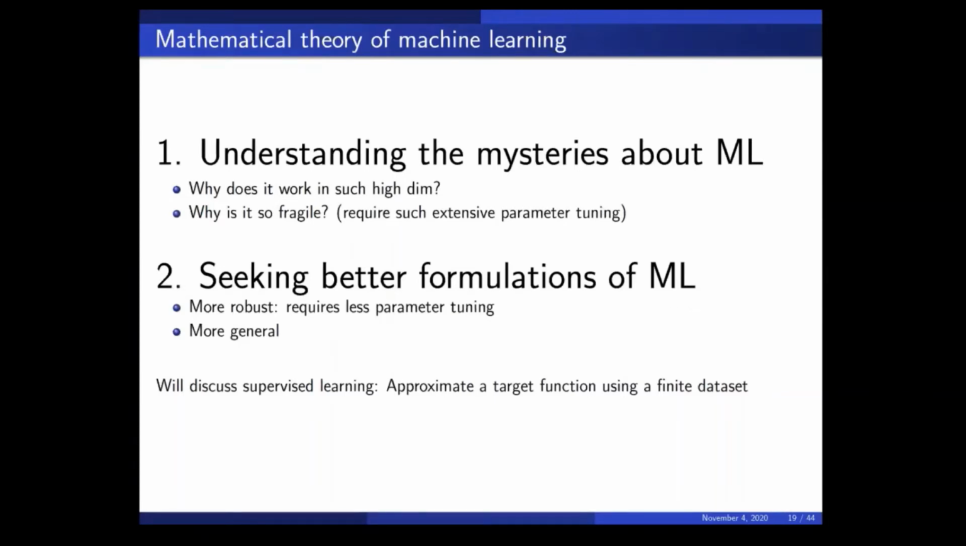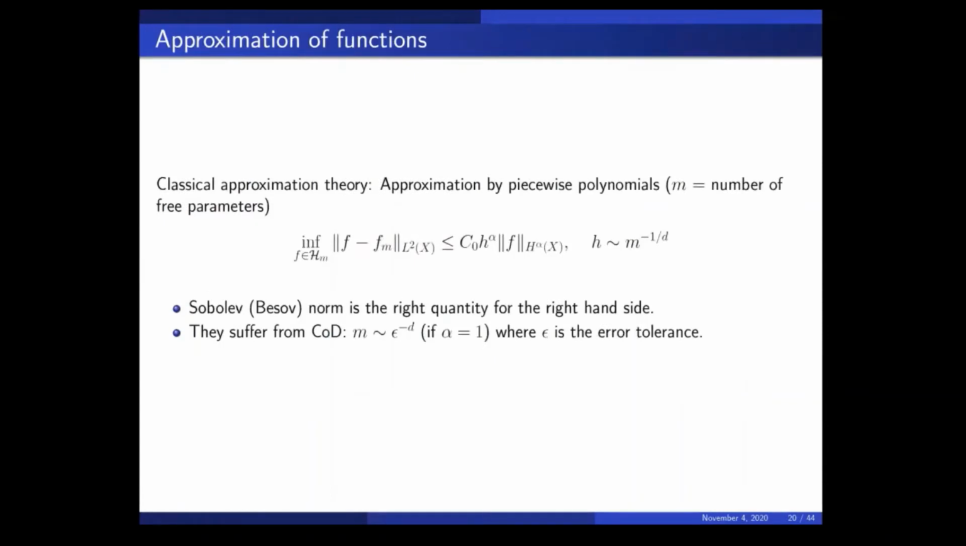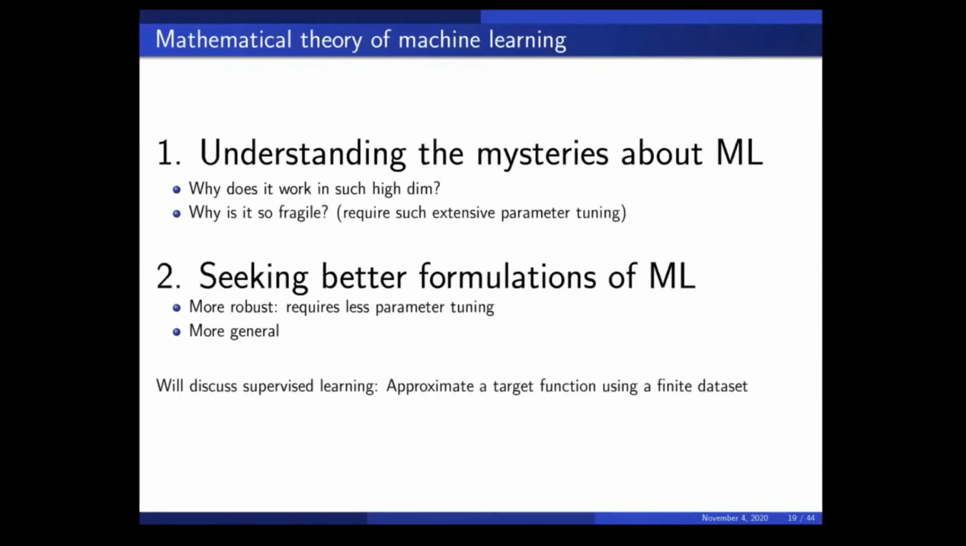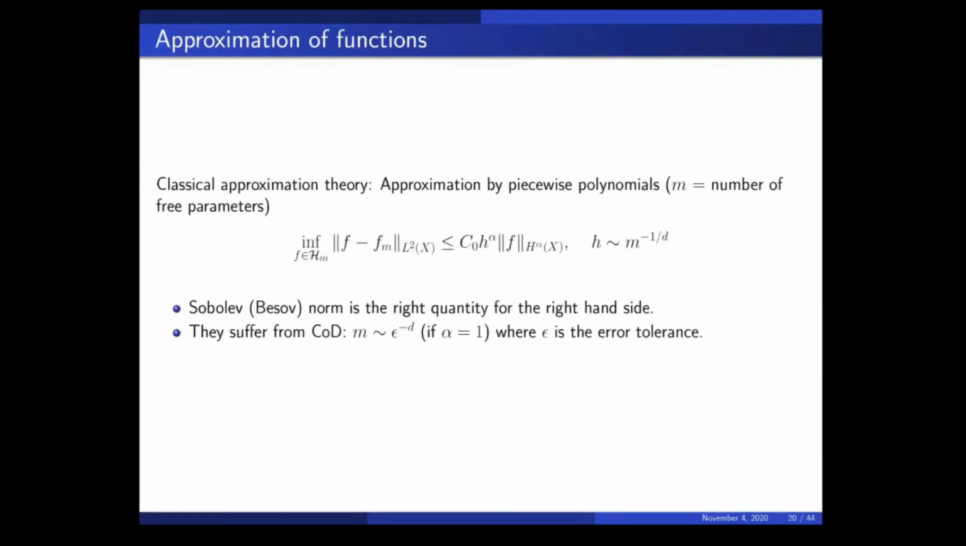Let me try to address these two issues. Certainly, there are lots of questions that we don't understand, but I want to give you an idea of what we do understand. So I'm going to start with approximation theory. In classical approximation theory, we approximate functions by polynomials or piecewise polynomials, and we have this kind of error estimate, where m is the number of free parameters in the model. H is the grid size. Let's think about piecewise polynomials.